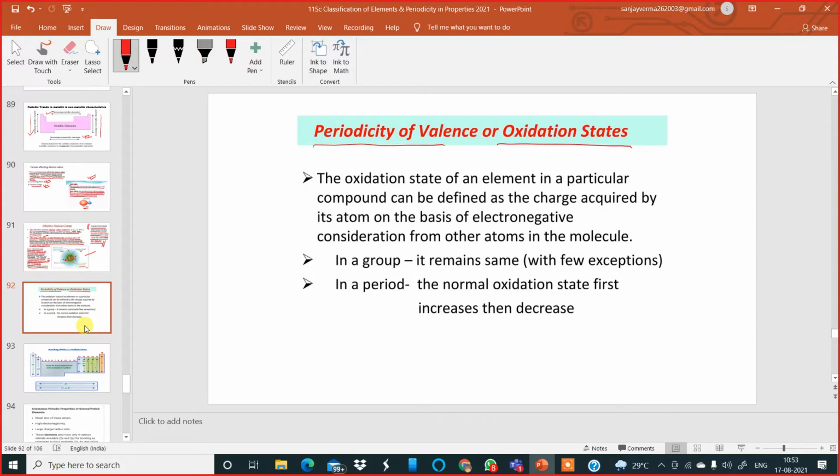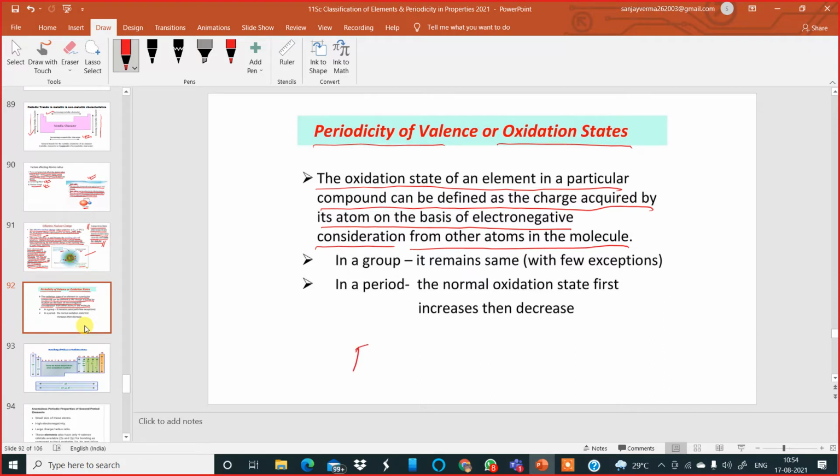Periodicity of valency or oxidation state. Remember over here, the higher the oxidation state of an atom, the greater its electronegativity. Moreover, the oxidation state of an element in a particular compound can be defined as the charge acquired by its atom on the basis of electronegative consideration from other atoms in the molecule. So remember, the higher the oxidation state of an atom, the greater will be its electronegativity.